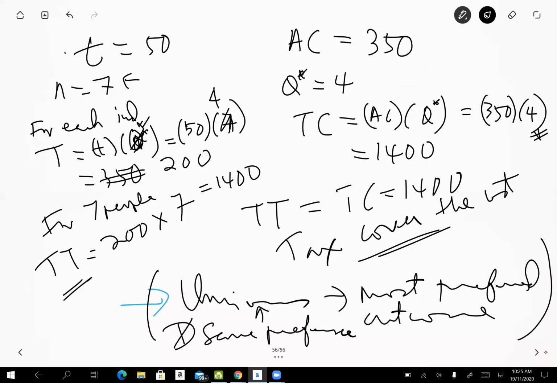The larger the dispersion, the more unhappy the people are, compared to when the demand functions are closely related to each other, relative to the median voter. So the outcome of voting will be the most preferred choice of the median voter. Any comment, any question? So you will get the outcome equal to 4.